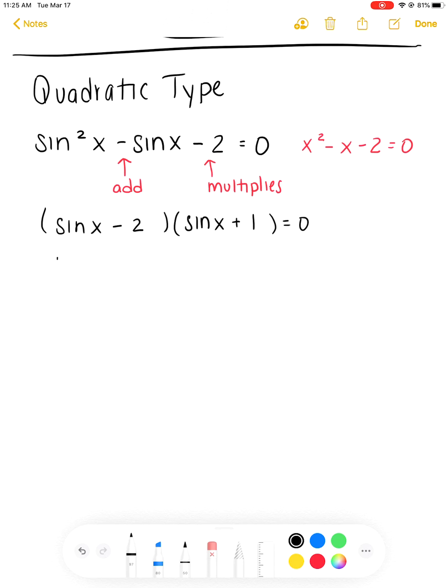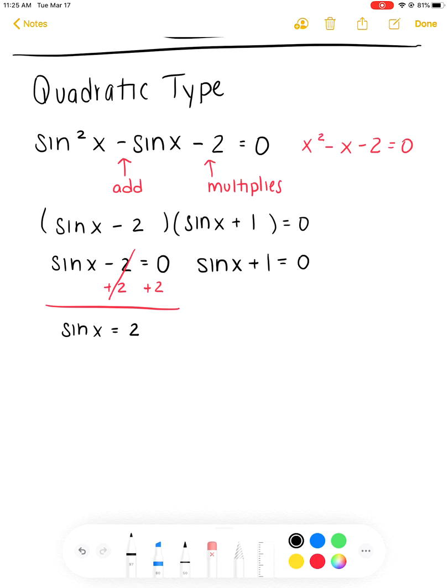So from there, I'm just going to take each one of my factors and set them equal to 0, and then solve these equations just like we would have solved the previous trig equations. So I'm going to add 2 on both sides here, which leaves me with sine of x equals 2.